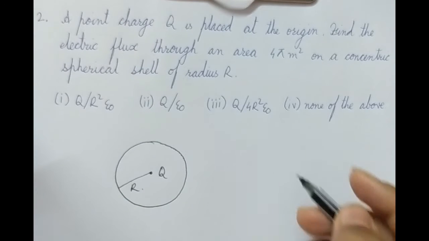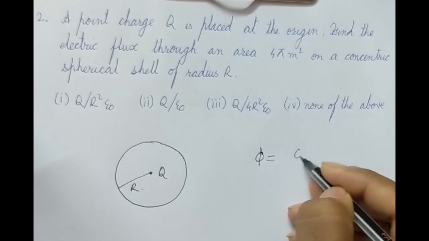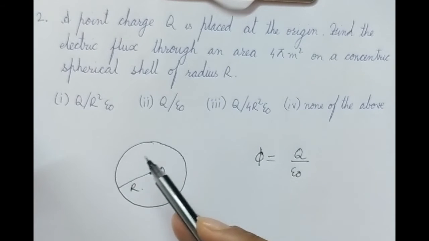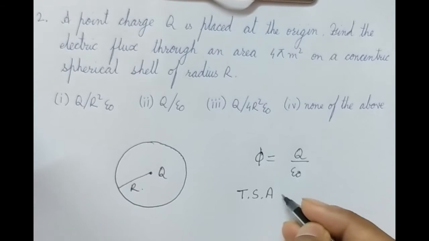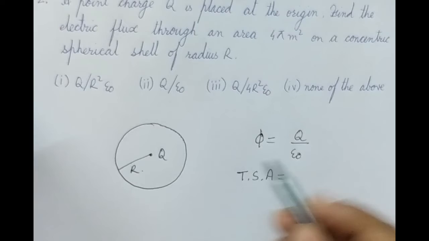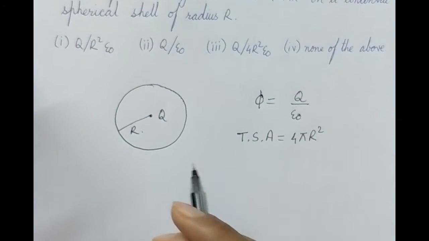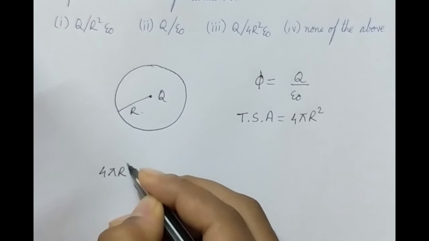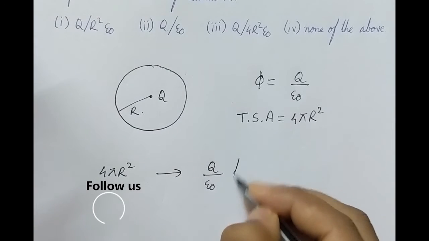By Gauss law, we know that the total flux that this charge emits is given by capital Q by epsilon naught. This total flux is distributed over the entire surface area of the sphere, which in the case of a sphere is 4 pi r square. So now it is basic unitary mathematics. We know that 4 pi r square area encloses Q by epsilon naught flux.